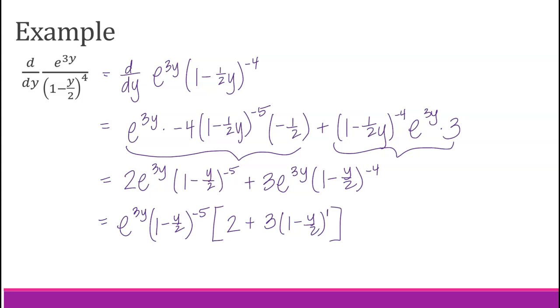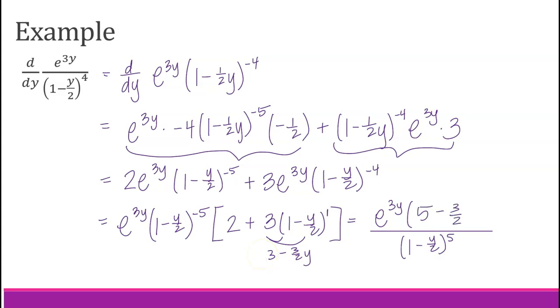And from here, let's see, I would have e to the 3y is going to stay in the numerator. I'm actually going to work to the right here. So I'm going to have e to the 3y in the numerator. What'll drop down to the denominator is that 1 minus y over 2 to the 5th. And also in the numerator, let's see, this 3 would distribute. So that's 3 minus 3 halves y. And 3 and 2 are like terms, so we're going to have 5 minus 3 halves y.